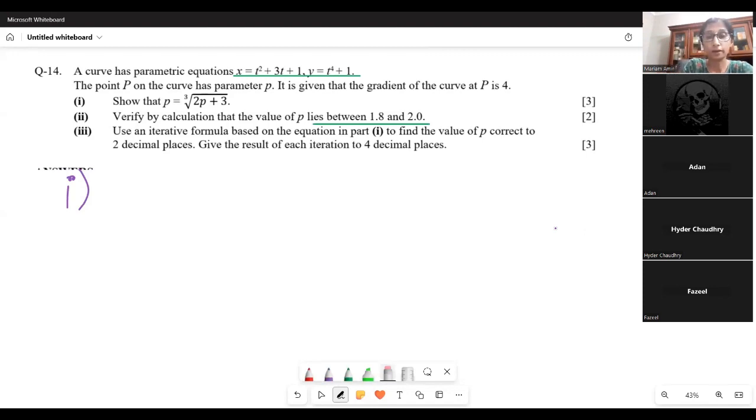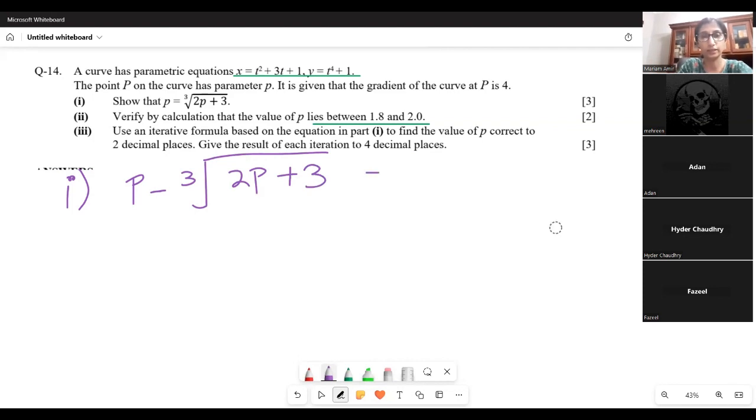Part 2. Since you have to verify whether the root lies between 1.8 and 2.0, you have to move everything to the same side so that you get equals to 0 on one side. So P minus cube root of 2P plus 3 equals 0, and this will be equal to f(P). So you're finding f(1.8) and f(2.0).